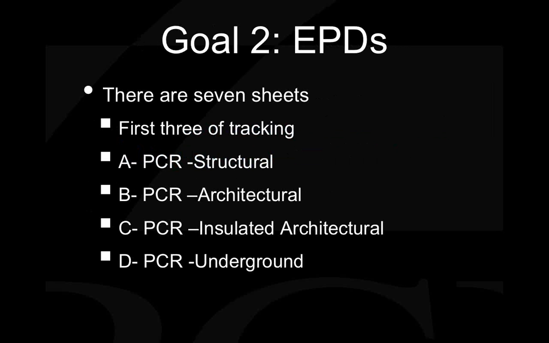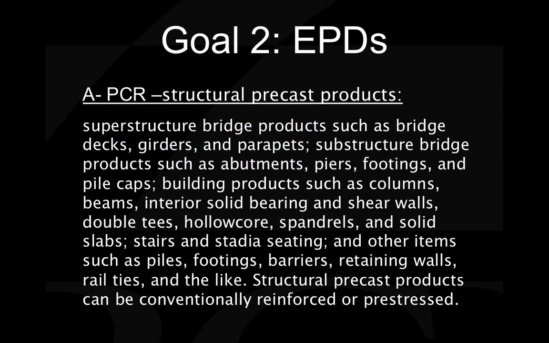There are 7 sheets on the EPD tracking survey. The first 3 are the same that we've already seen. So you're collecting the same data with just a different time scale as you were previously, that we've already talked about. So I will not cover those 3 sheets again. The other 4 sheets are broken down by the product category that I briefly mentioned as we got started. So those 4 product categories are structural, architectural, insulated architectural, and underground. I have a slide that describes each of these products in more detail.